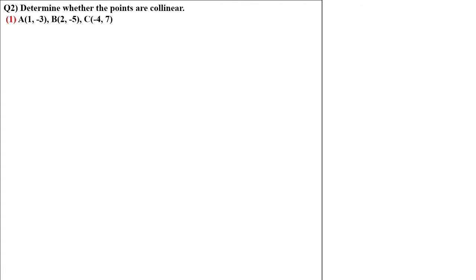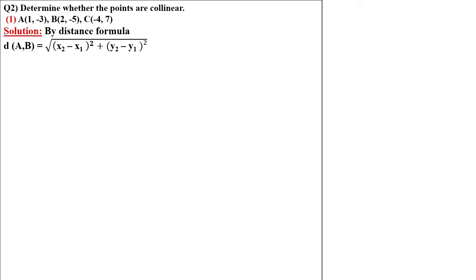So here the first set of points is given. There will be 3 points given, and we have to find the distance between 2 points. We have the points A, B and C. First we will find the distance between the points AB, then BC, and then AC. All 3 distances we will find by the distance formula.